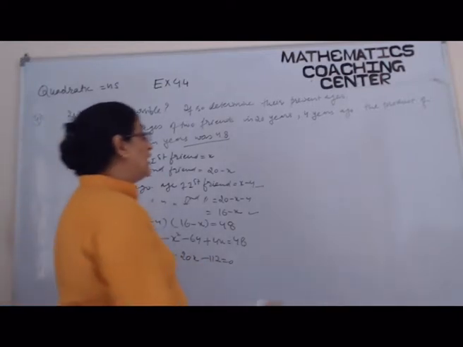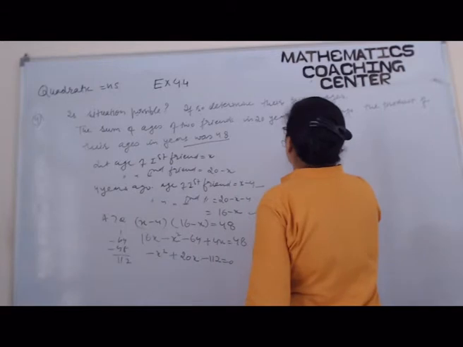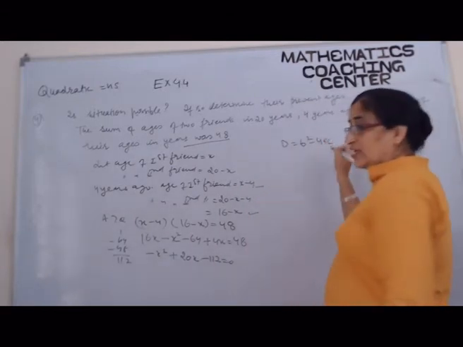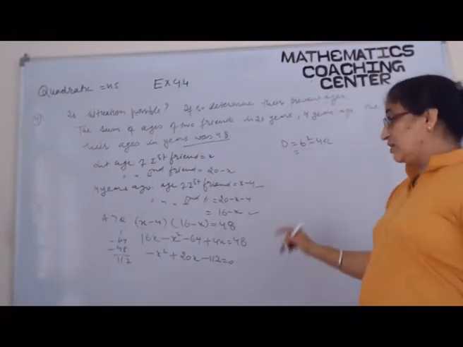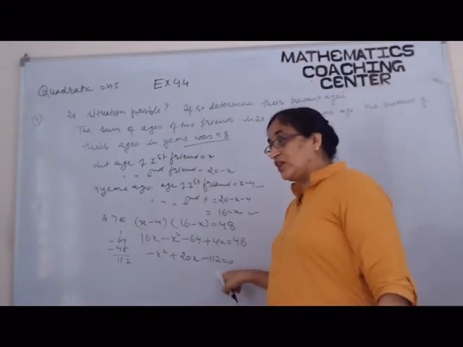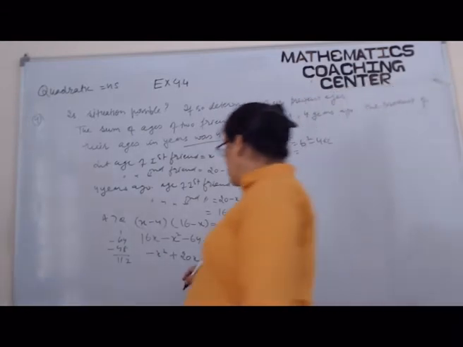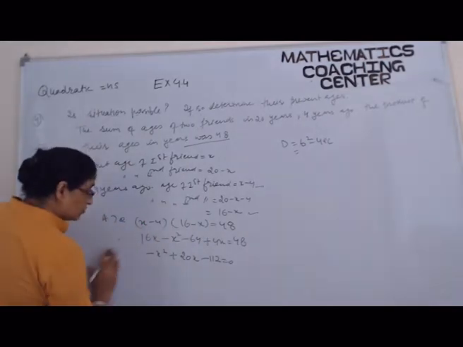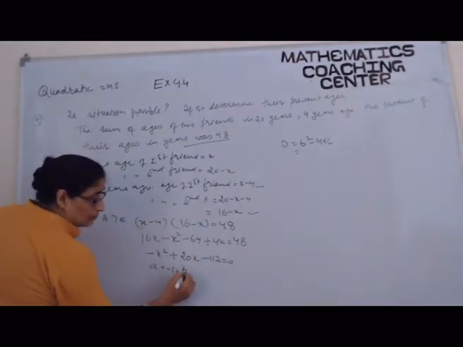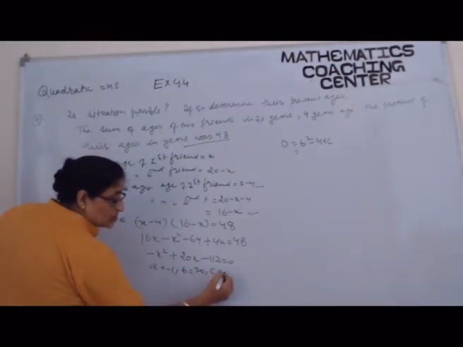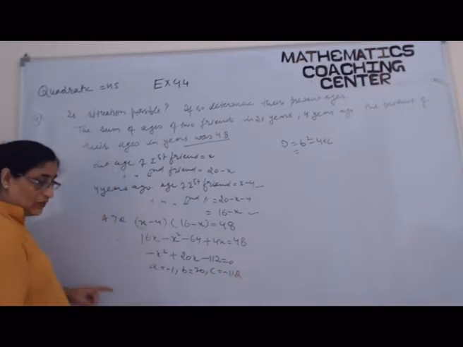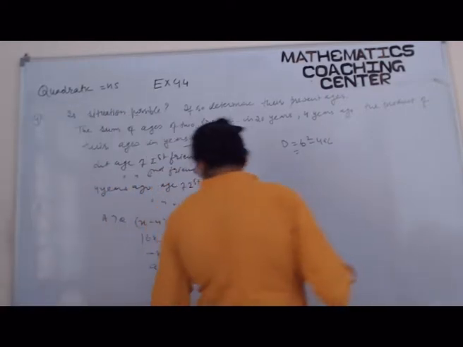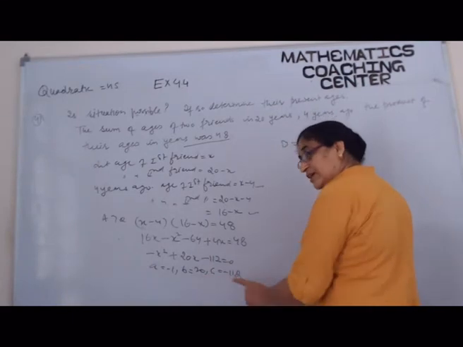Now you have to find D. D is equal to b square minus 4ac. Here you have to compare it with ax square plus bx plus c. So you get a is equal to minus 1, b is equal to 20 and c is equal to minus 112. Hence we get the a, b, c.